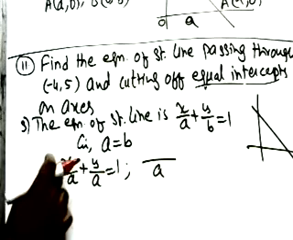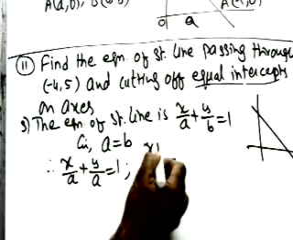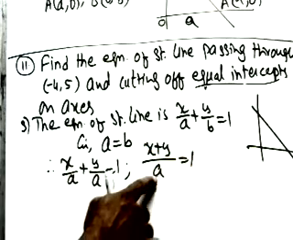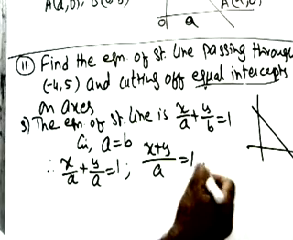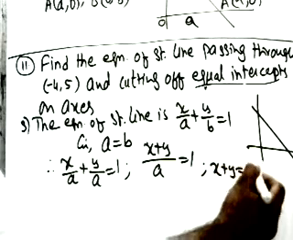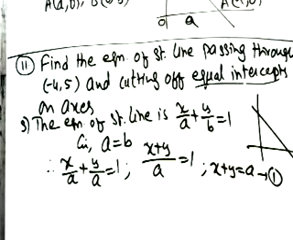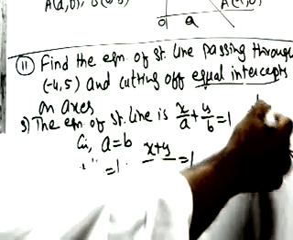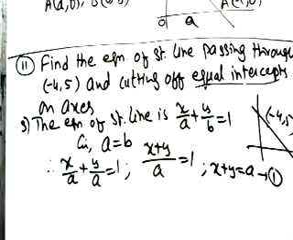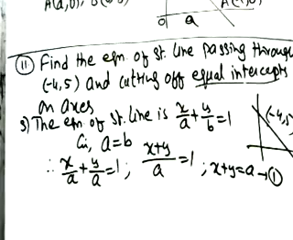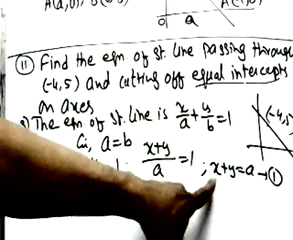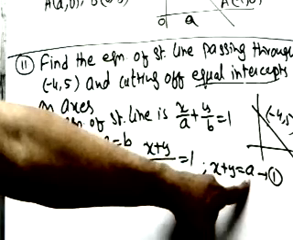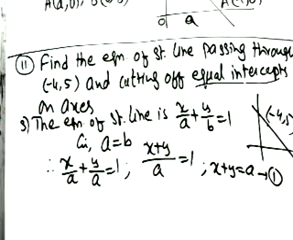Now let me take the LCM here. LCM is A. You will get x plus y. X plus y equals 1. Bring this A here. So x plus y equals A. Let me note this as 1. Now how to find A? In the question it is given that this line passes through the point. Suppose this point is minus 4 comma 5. It will be here somewhere in the second quadrant, but just to understand. Now if we substitute this point on this, you'll get the value of A.